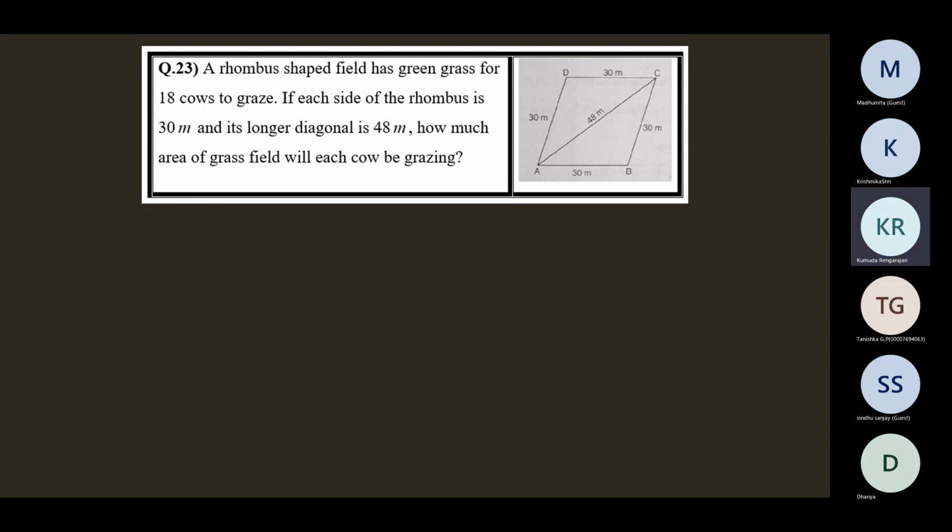So, you just have to find the area of the rhombus and divide by 18. Assuming that no cow grazes more than its share. They're sharing the field equally. The grass in the field is shared equally among the 18 cows. So we assume that all the 18 cows graze only their portion. They don't eat more than that. So whatever is the area of the rhombus divided by 18 will be the share each cow gets.